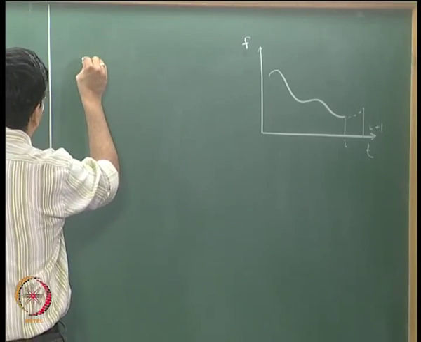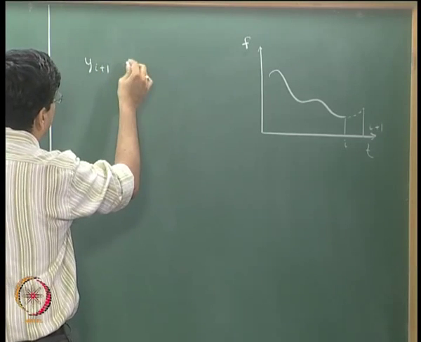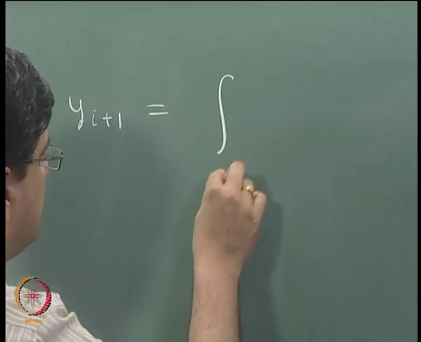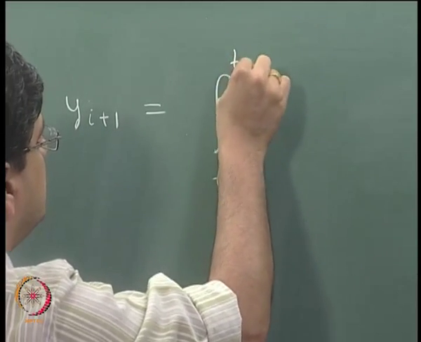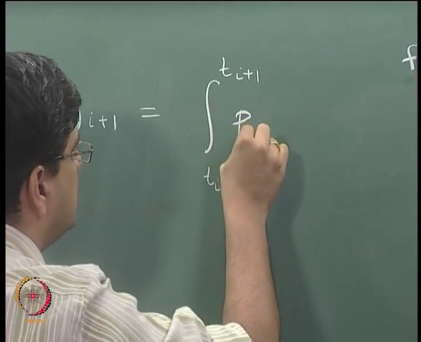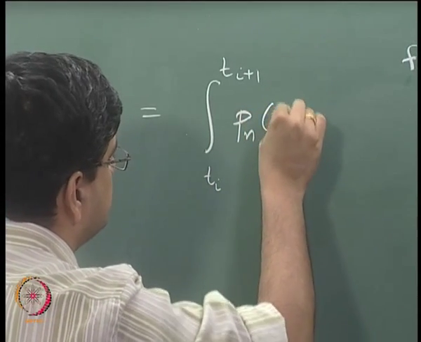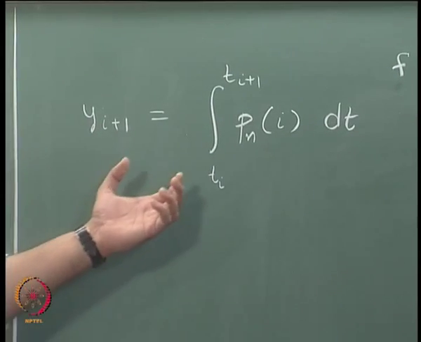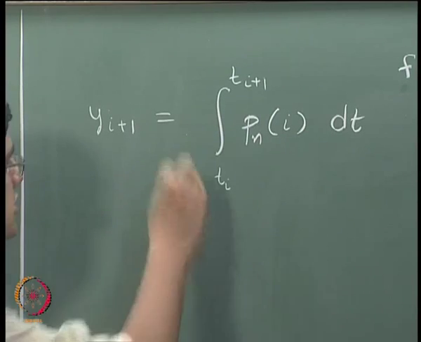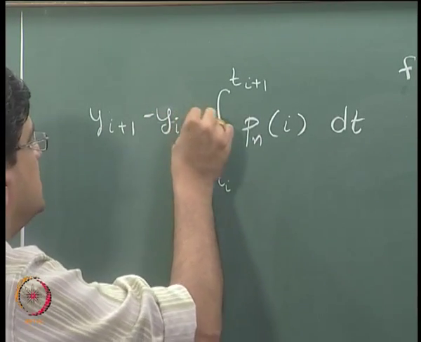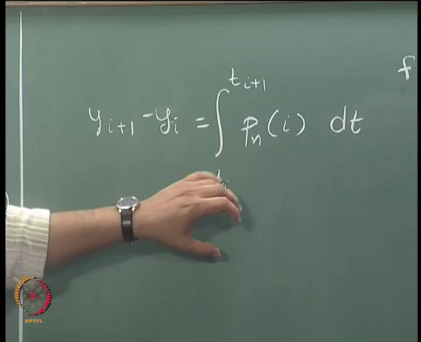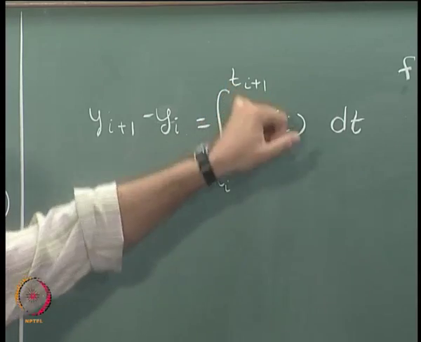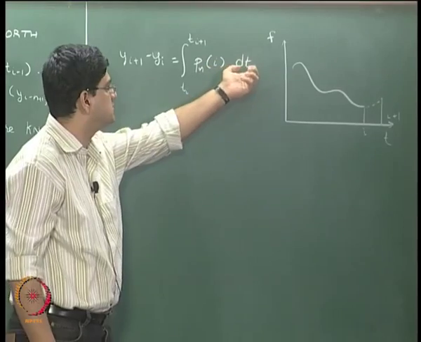So, y i plus 1 is going to be nothing but the integral from Ti to Ti plus 1 of Pn of I dt. Okay. So, we have essentially, or rather, it is yi plus 1 minus yi is going to be this particular integral. So, we have this particular polynomial that we have just derived, we go from Ti to Ti plus 1, we integrate that with respect to dt.